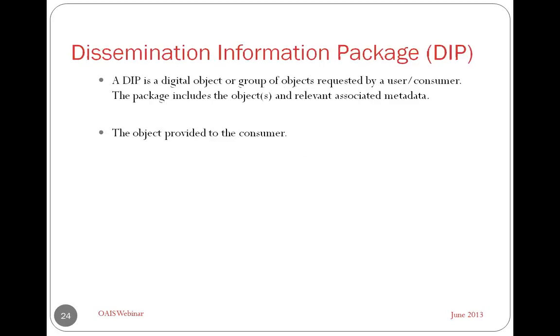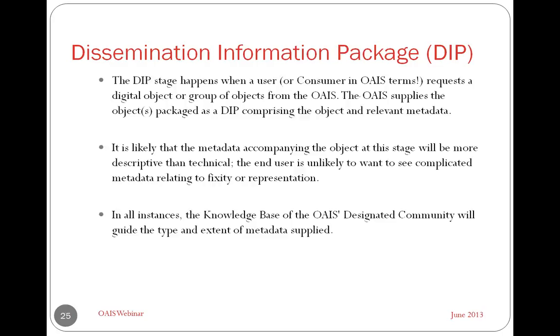On the other end of the process, we have the Dissemination Information Package, or DIP. A DIP includes part or all of one or more AIPs and is sent to the consumer by the OAIS. Think of the DIP as the equivalent to the photocopy that you allow a patron to take home with them. The OAIS supplies the object packaged as a DIP and is comprised of the object and relevant metadata. The knowledge base of the designated community guides the type and how much metadata to be supplied.